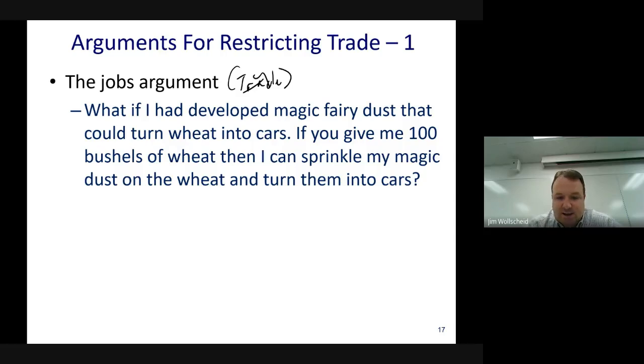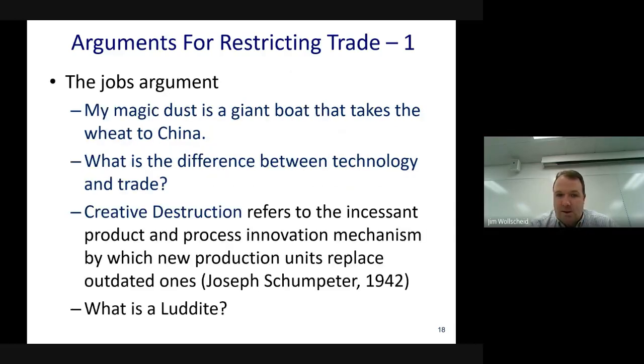Well, who liked that idea? Boy, I get cars from just 100 bushels of wheat, everyone would sign up. Right, that's a great invention, Dr. Walsh. How did you revolutionize the world? Well, here's how I revolutionized the world. I just took a giant boat, took the wheat to China, and China sent me back a car.